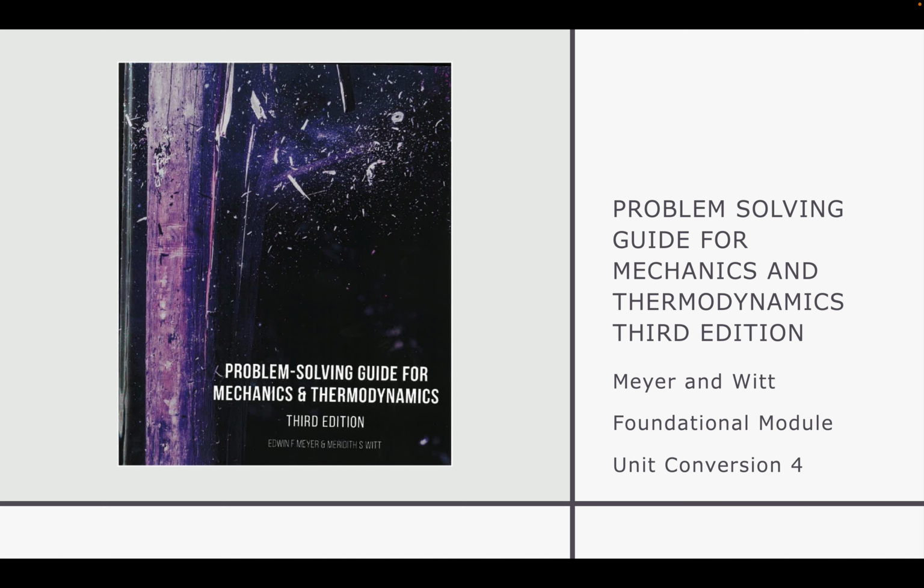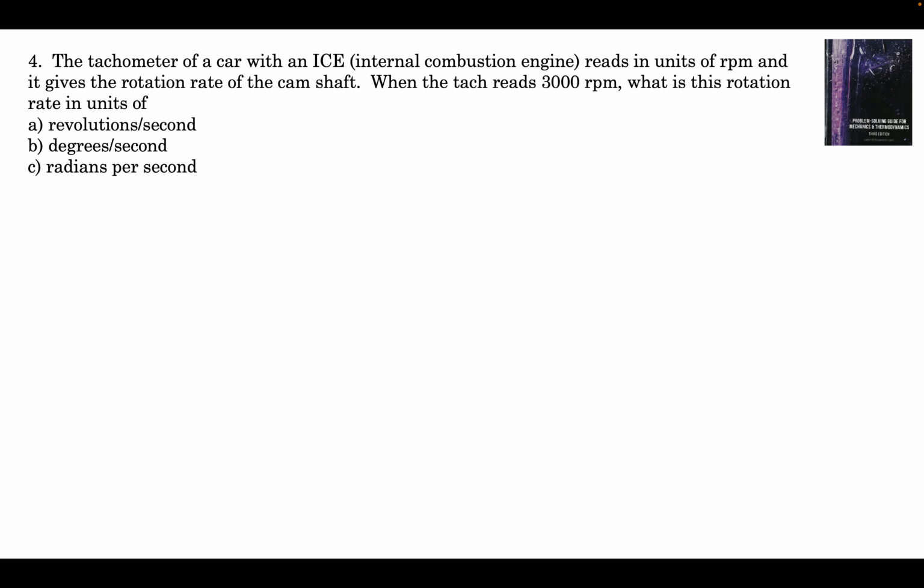This is a video walkthrough of problem 4 in the Unit Conversion Worksheet. We have a tachometer of a car with an internal combustion engine. It reads in units of RPM, gives a rotation rate of the camshaft. So when the camshaft is rotating 3,000 revolutions per minute, what is this rotation rate in units of revolutions per second, degrees per second, and radians per second?